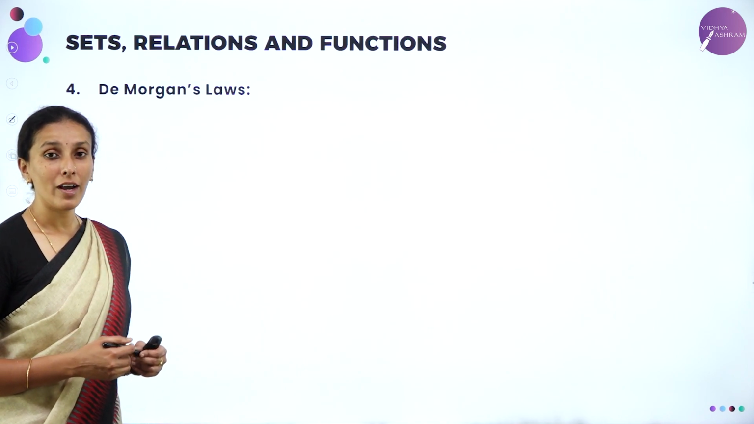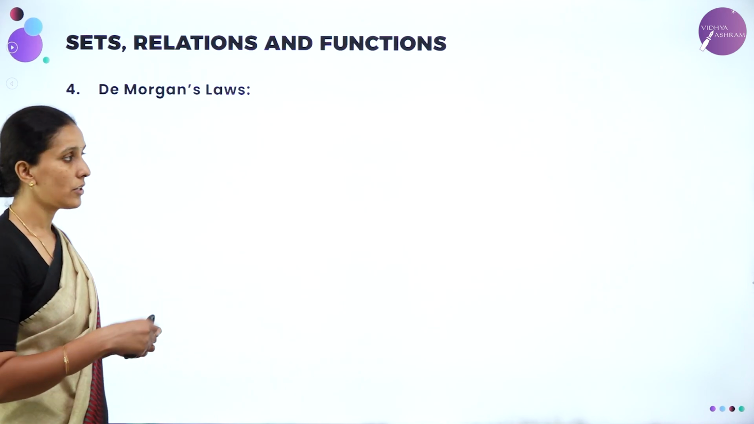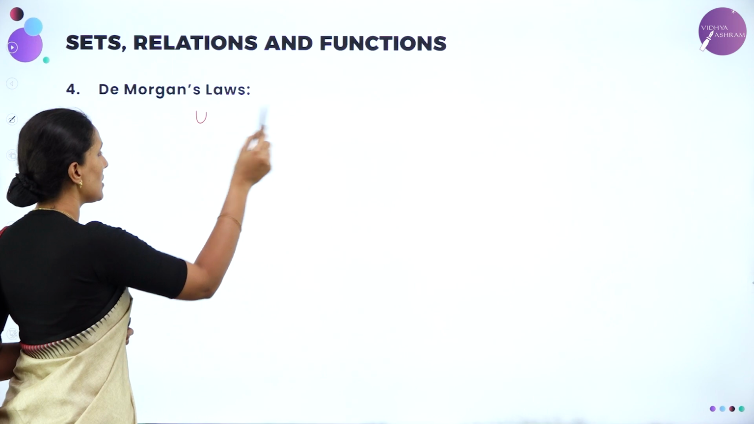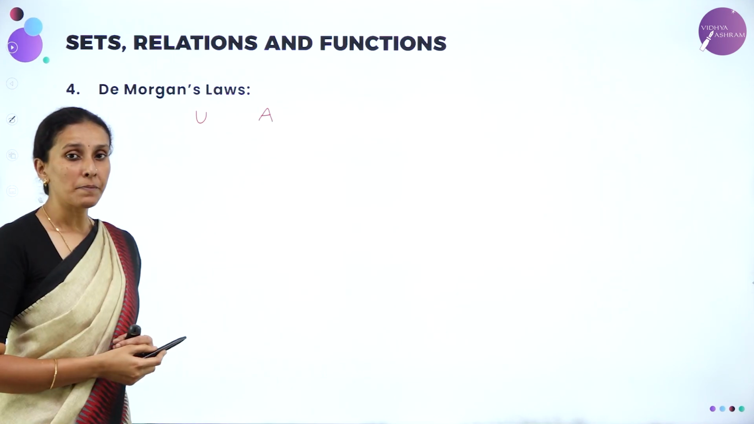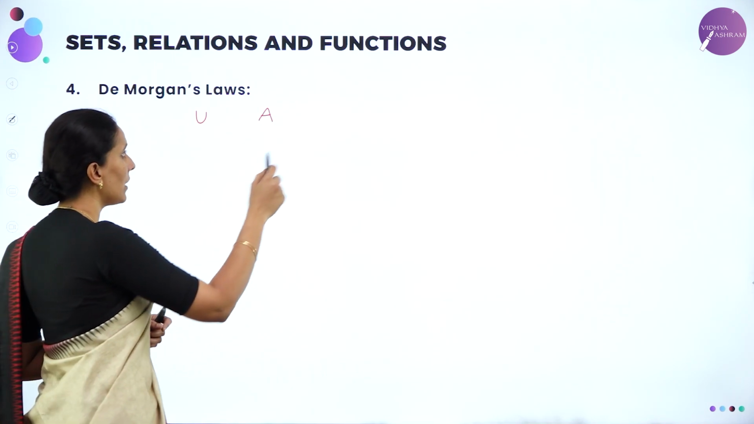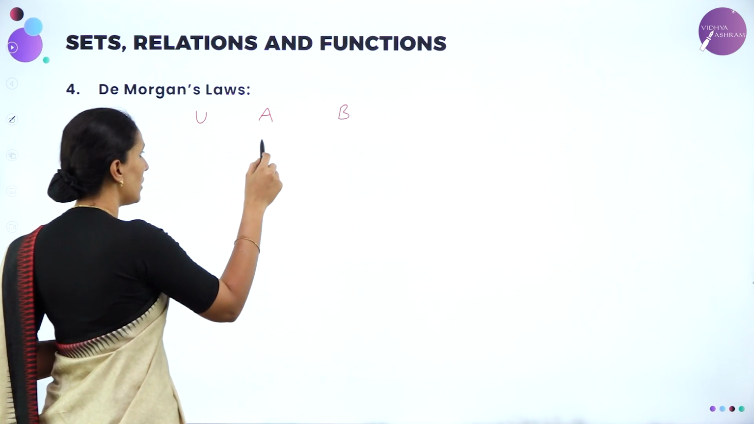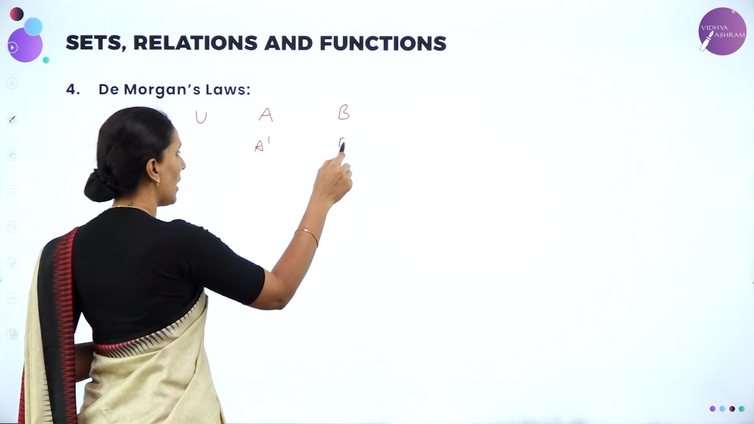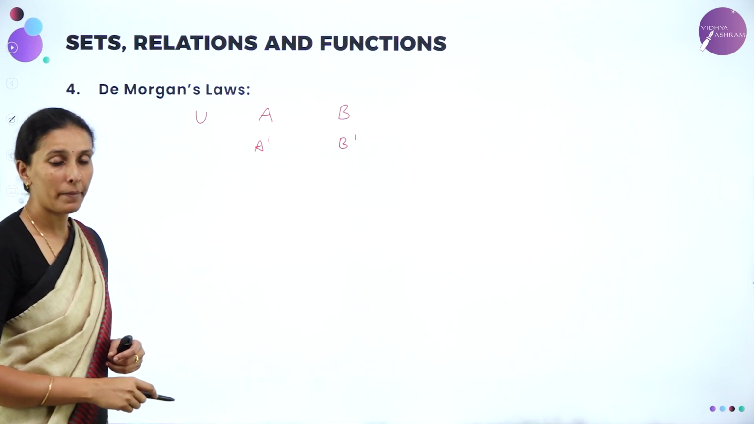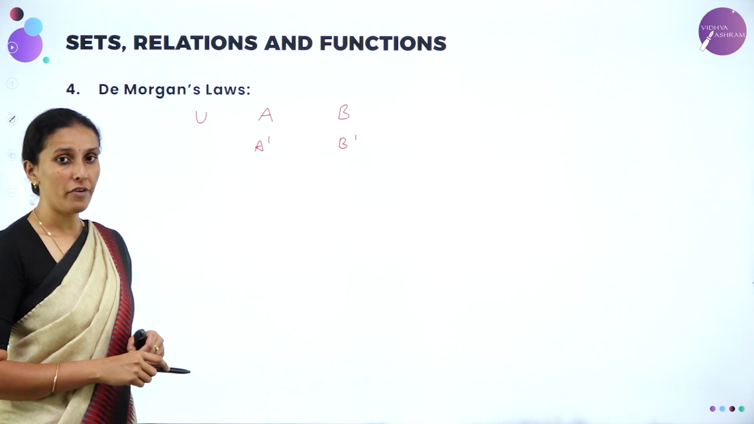So De Morgan's law is defined for the complements of a set. Assume U is the universal set and A is a subset of U. Then similarly B is a subset of U. Then we can define A dash as well as B dash, that is, the complement of set A and the complement of set B.